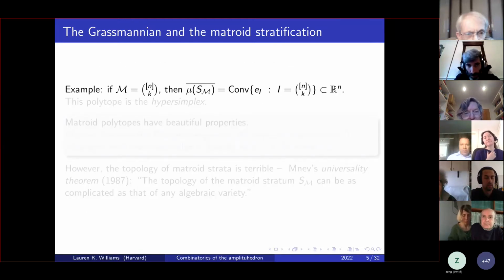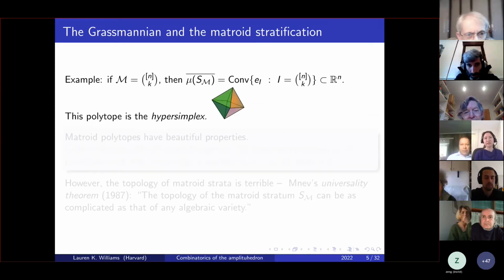As a small example, if M is the set of all k-element subsets of 1 through n, then the moment map image of the matroid stratum is the convex hull of all indicator vectors of all k-element subsets of 1 through n. This polytope is called the hypersimplex. And if k is 2 and n is 4, we just get this nice polytope that is combinatorially an octahedron.